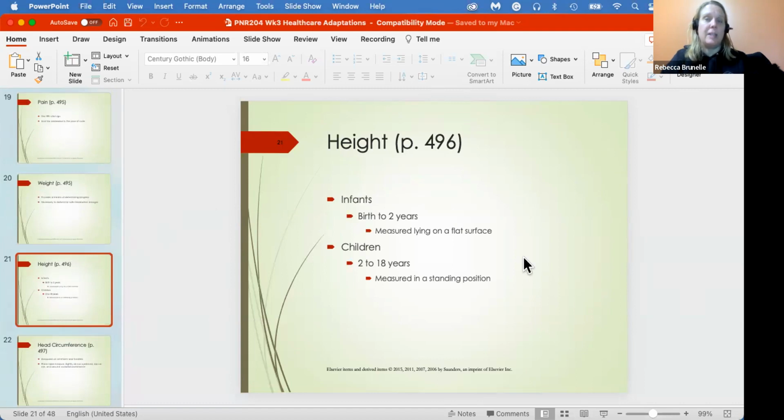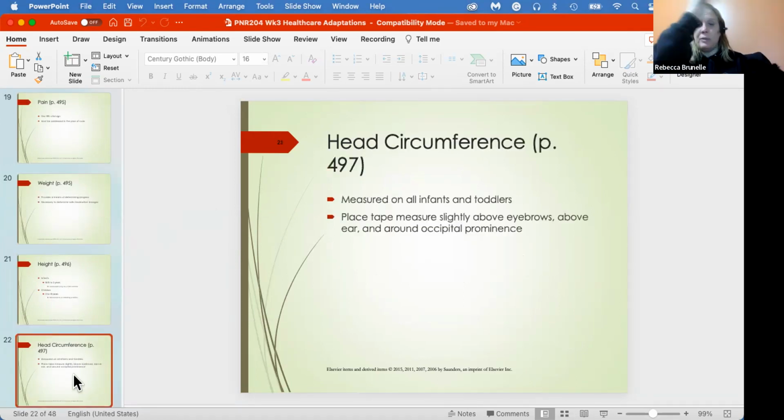And then height. So when kids can't stand up straight, how do we get their height? We do length. But you lay them down. Lay them down and you get their length. Very good. And head circumference is also with a tape measure, slightly above the eyebrows, above their ears, all the way around.